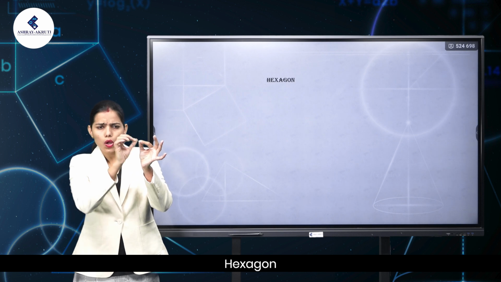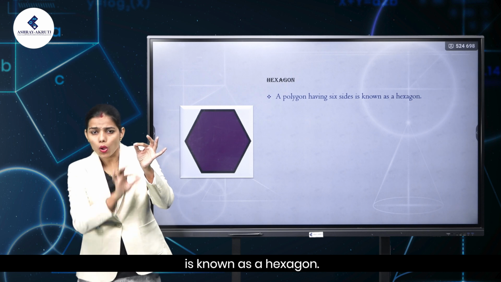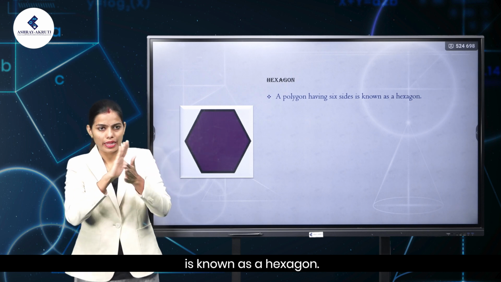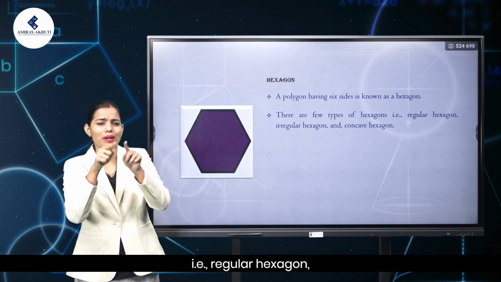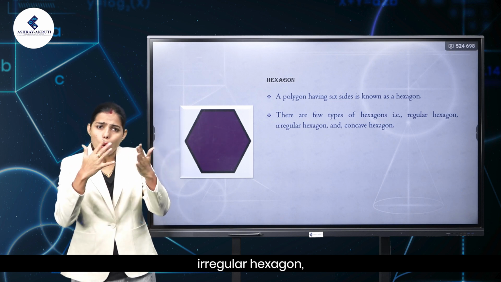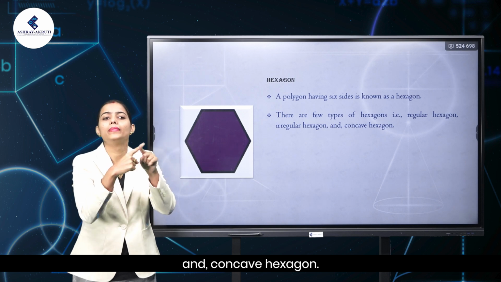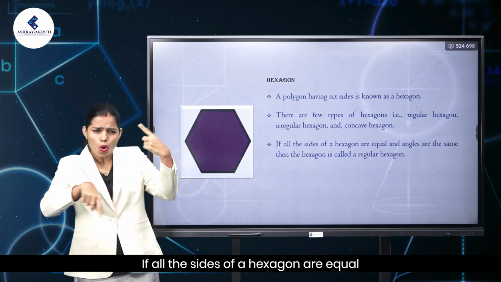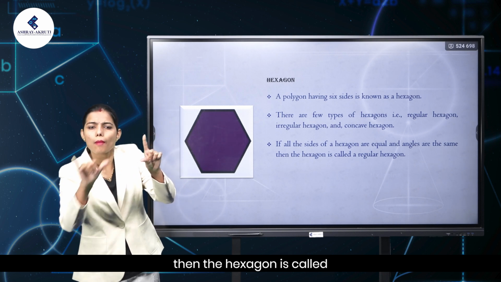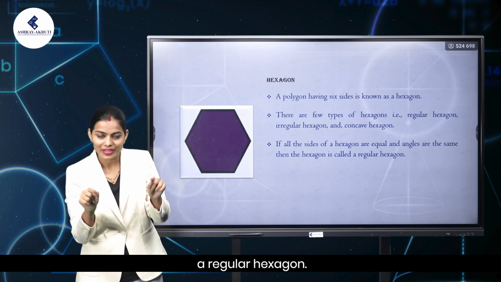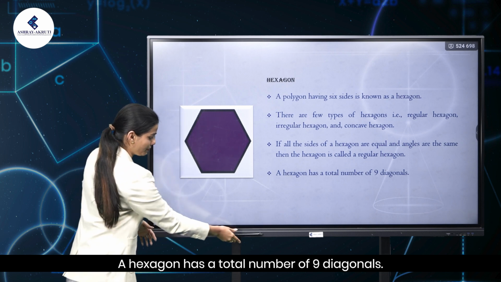Hexagon. A polygon having 6 sides is known as a hexagon. There are few types of hexagons, that is regular hexagon, irregular hexagon and concave hexagon. If all the sides of a hexagon are equal and angles are the same, then the hexagon is called a regular hexagon. A hexagon has a total number of 9 diagonals.